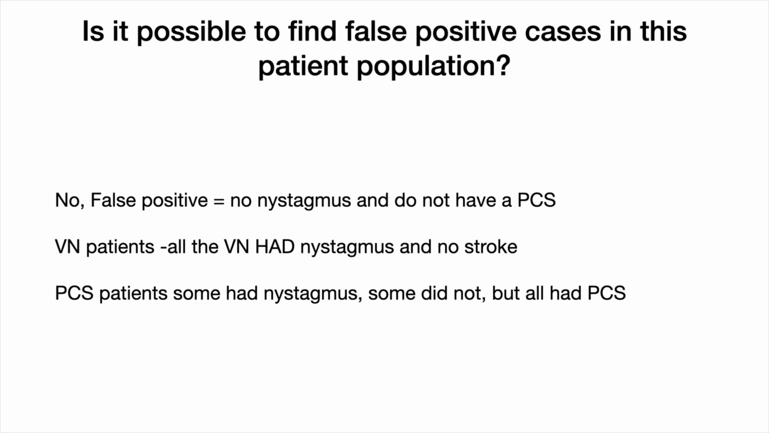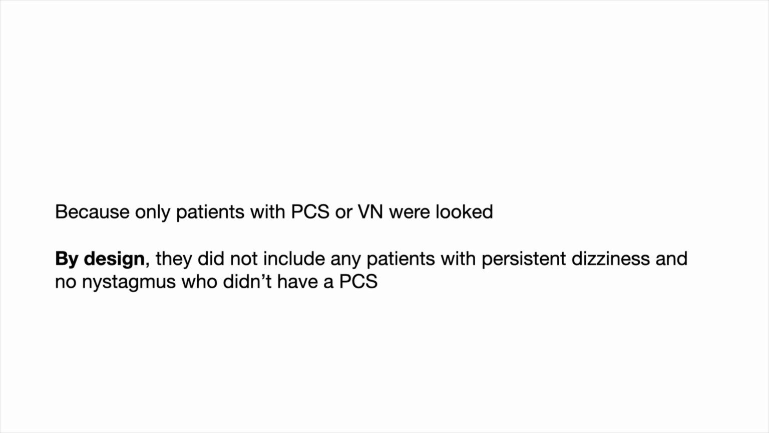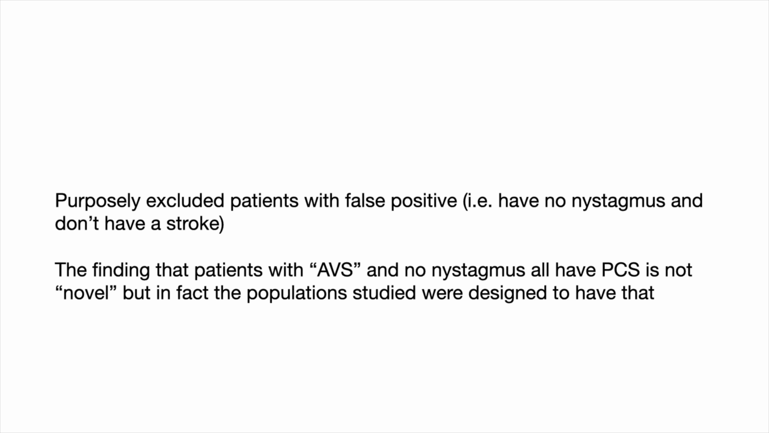Well, no, because remember, a false positive would be somebody who had no nystagmus and did not have a posterior circulation stroke. Because in their two defined populations, the vestibular neuritis patients all had nystagmus and no stroke, and the posterior circulation stroke patients, some had nystagmus, some did not, but of course they all had a stroke. So when you only look at these two patient populations, by design you can't include any patients who had persistent dizziness and no nystagmus and didn't have a posterior circulation stroke, the false positives. And when you design the study to exclude all the false positives, there's no way to find any specificity other than 100%. So this isn't a novel finding, but just the way the study was designed.